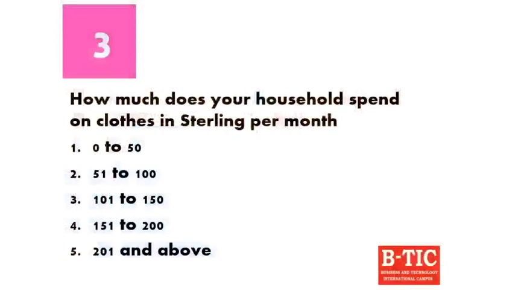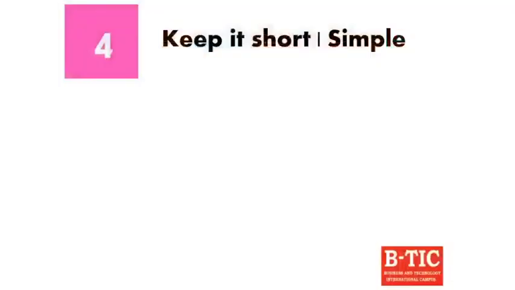Now let's have a look at some example questions here. How much does your household spend on clothes in sterling per month? 0 to 50, 51 to 100, 101 to 150, 151 to 200, 201 and above sterling pounds per month. So the question is very clear, no confusion there. Answers are very simple and very clear. So the respondents will pick the right one, whatever the amount they spend per month. The question is in very short form and very simple.